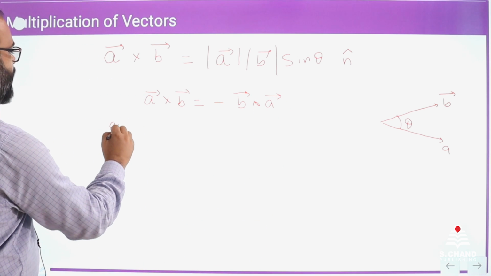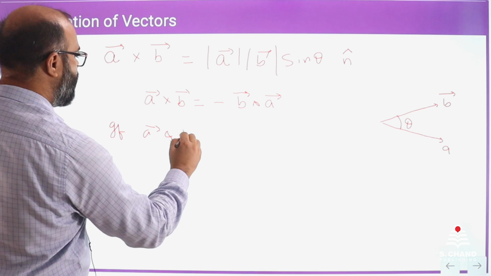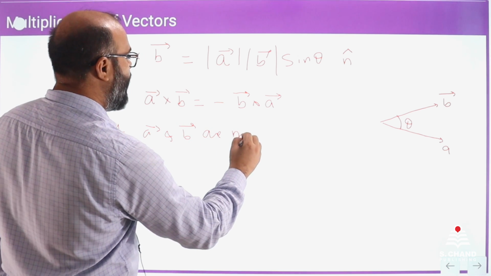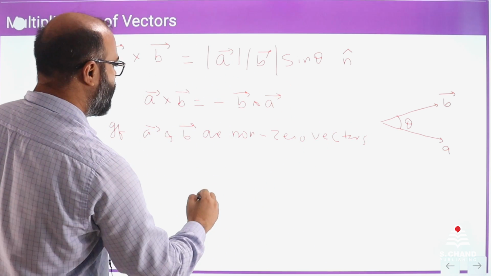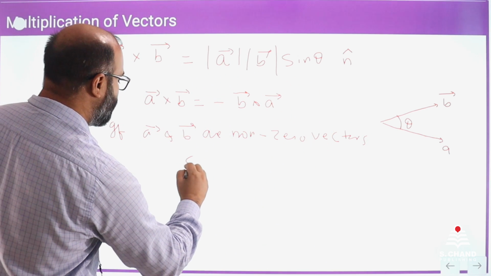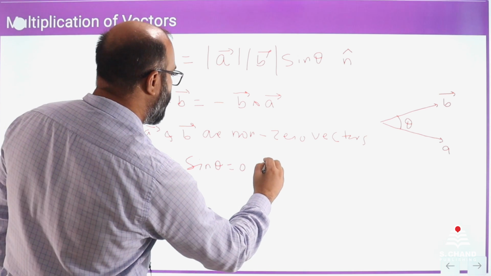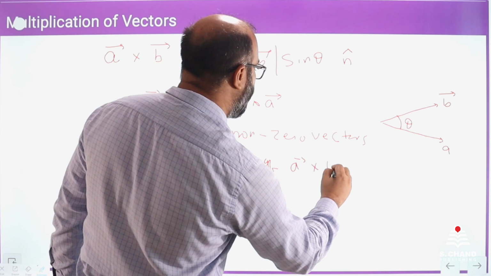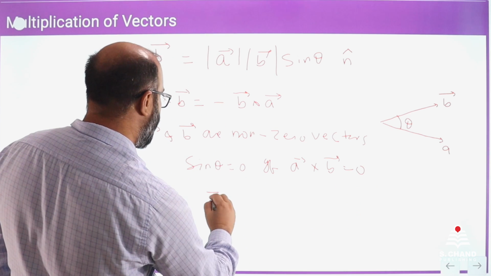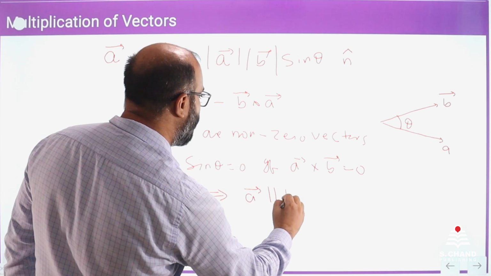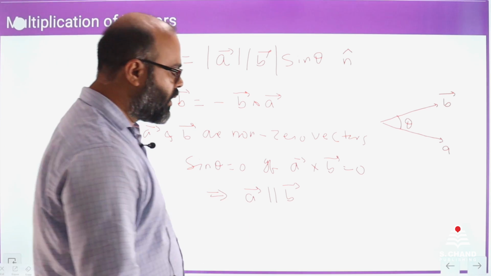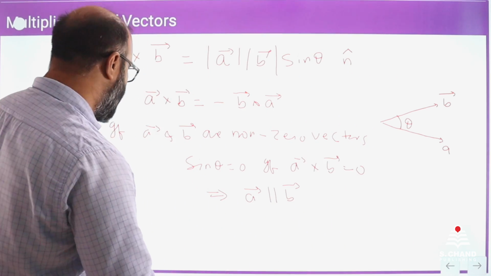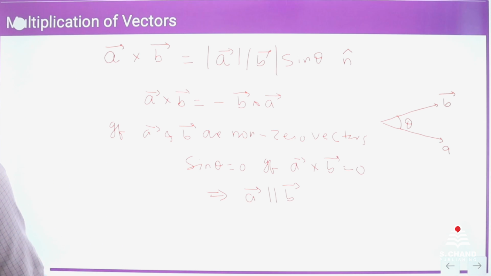Now if A and B are non-zero vectors, then we can say that sine theta is equal to 0 if A cross B is equal to 0, which means A is parallel to B because the angle between them is 0. So this is A cross B is equal to 0. Next what we have here is, let us talk about components.